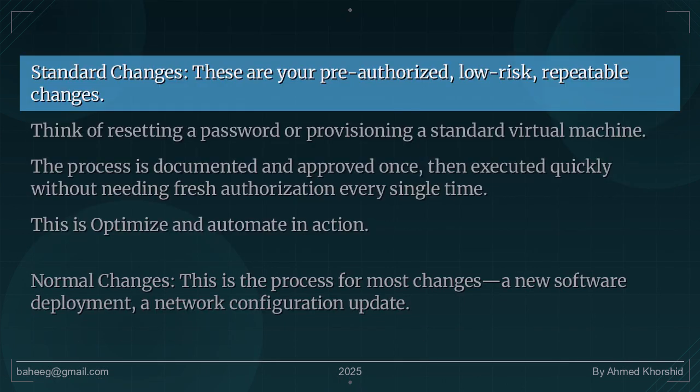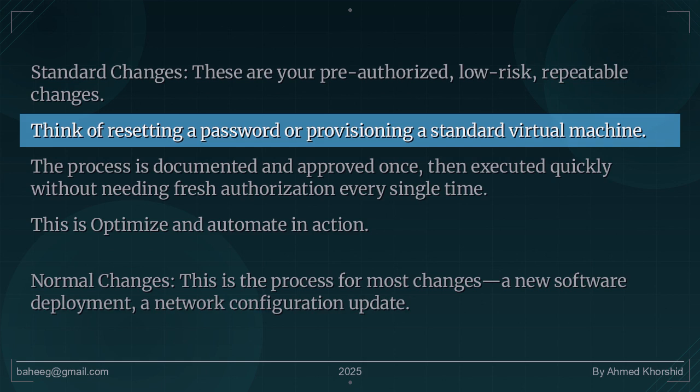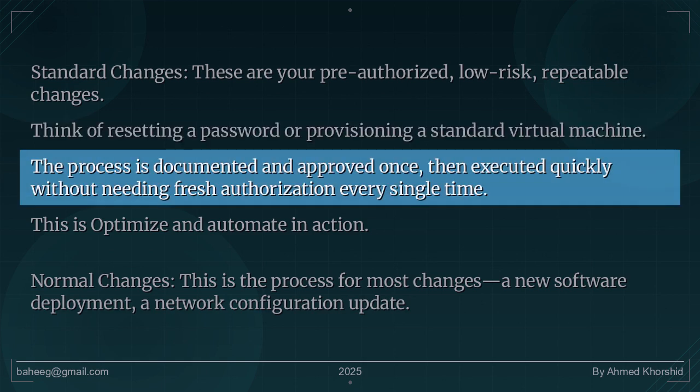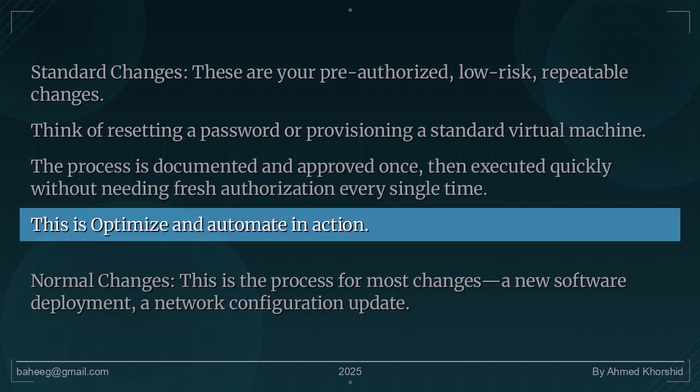Standard changes. These are your pre-authorized, low-risk, repeatable changes. Think of resetting a password or provisioning a standard virtual machine. The process is documented and approved once, then executed quickly without needing fresh authorization every single time. This is optimize and automate in action.